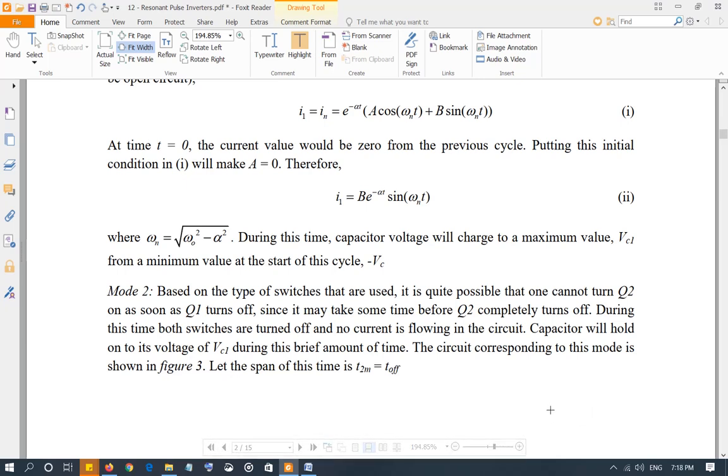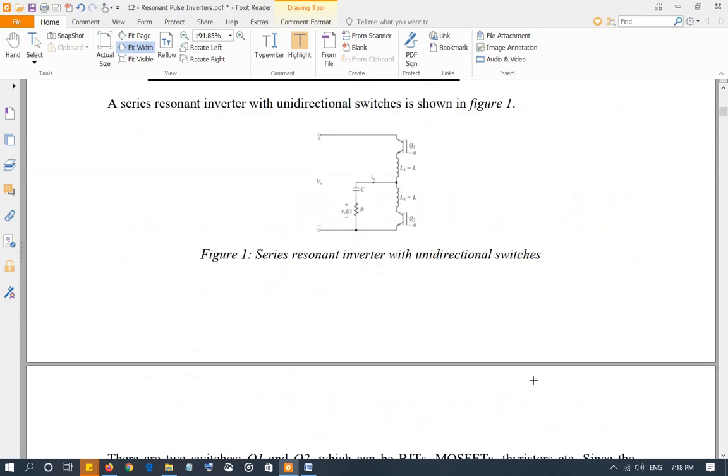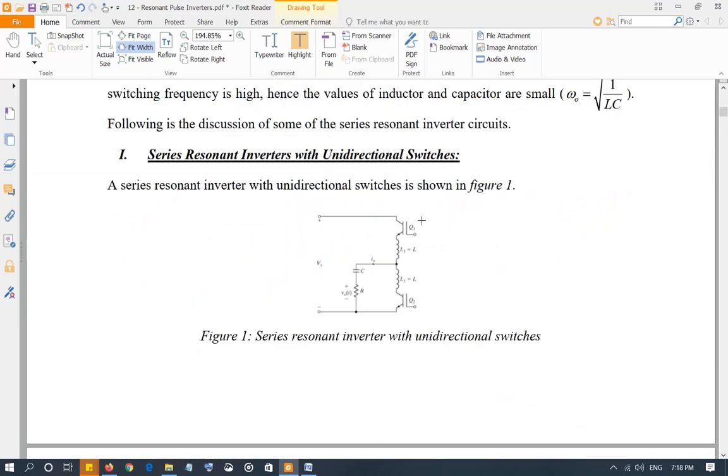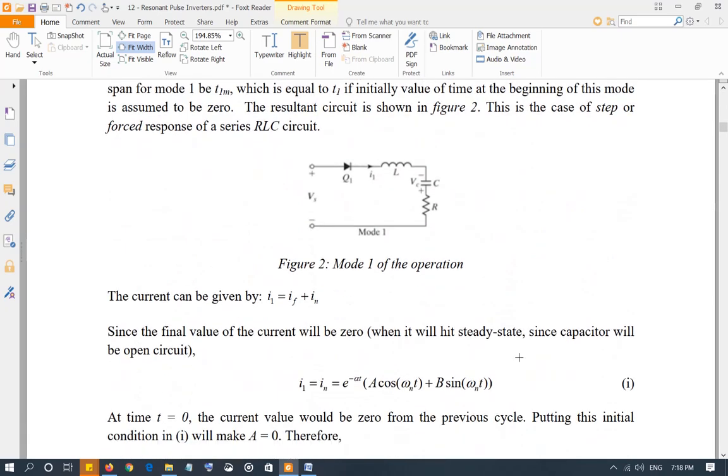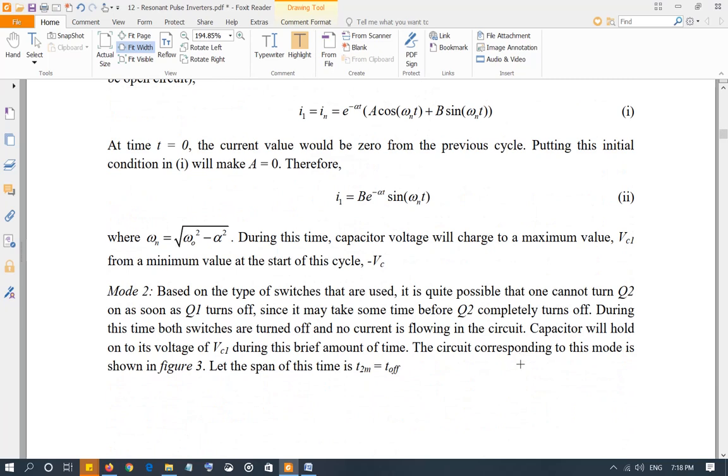Generally, based on how fast you're turning the switches on and off, you don't want this switch to be on when the other is still operating. If this is still turning off and you turn this switch on, it's going to be a short circuit at the output. So you don't want that. Generally we will have to wait a little bit before we turn switch 2 on. During that time there is really no current in the circuit, and we call this time the off time, or the dead zone.